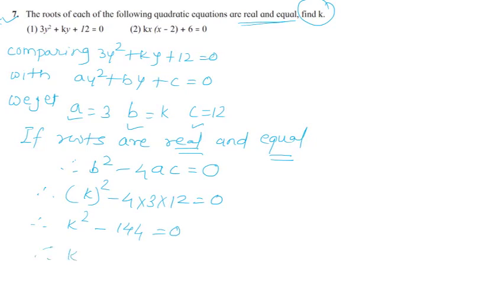Therefore, k square equal to 144. Okay. By taking square root of both sides, here we get k equal to plus minus 12. Okay. And therefore, value of k equal to plus 12 or k equal to minus 12. Understood? Now the second example, same method is there. You try to solve. Okay. And again solve the complete practice set 2.5.